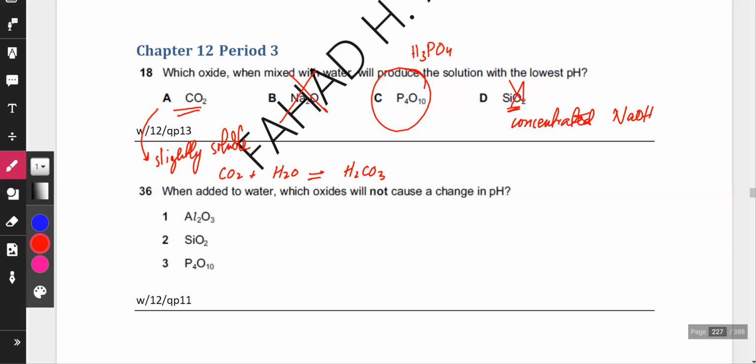Now next one, when added to water, which oxides will not cause a change in pH? Now the first one is true, it's correct. Why? Because it's not soluble. It's not going to mix with water in the first place, so it's not going to affect water. And the second one is also true, not soluble.